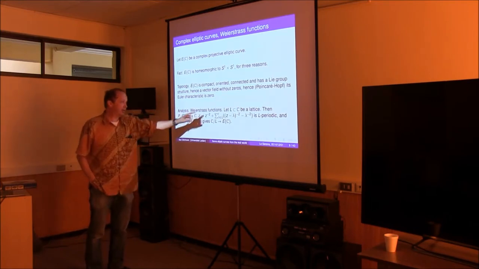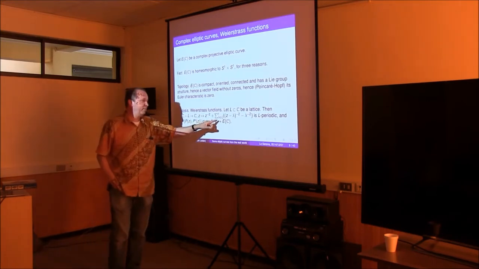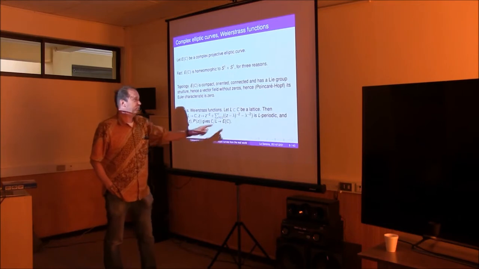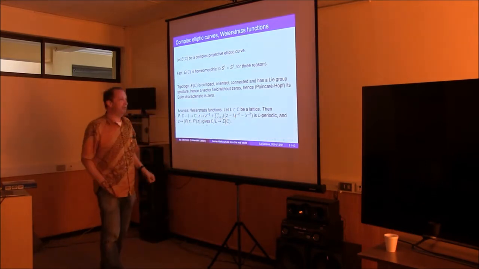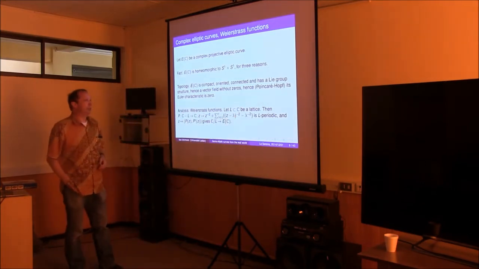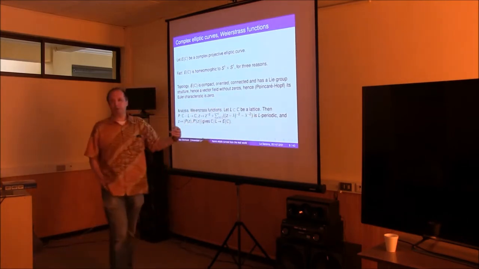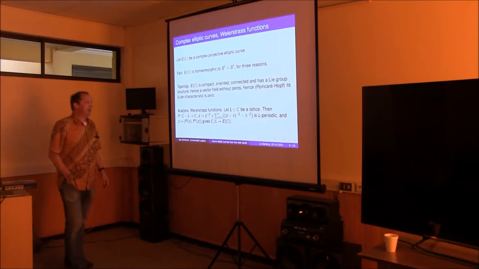So you can make a function from C minus the points in the lattice to C that sends a z to 1 over z squared plus the sum over all lambda in L that are not 0. That is what the prime means. And then you have to do this. And if you add that up, one proves that this is periodic in the two directions, so for the lattice.